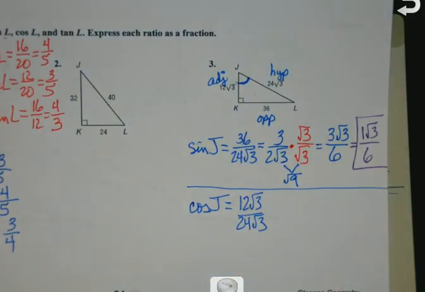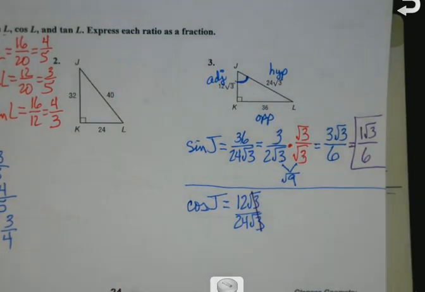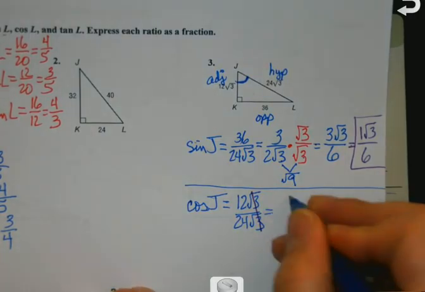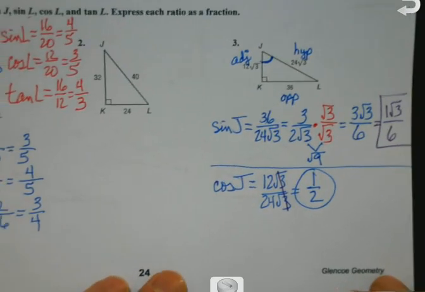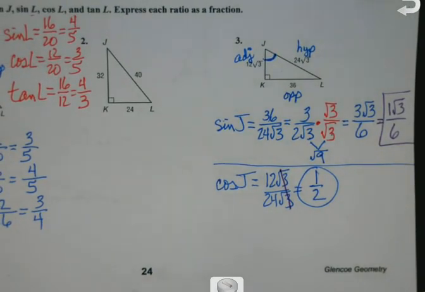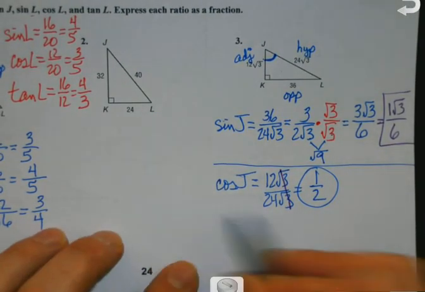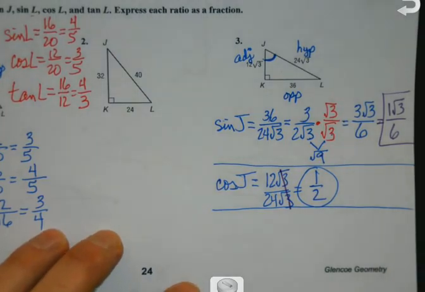Actually, we have 2 breaks. The square root of 3's, since they're identical, just cancel out. That's nice. And 12 over 24 reduces to 1/2. And that's it. So that's kind of nice. And that one's done.